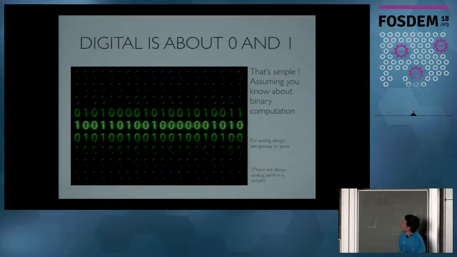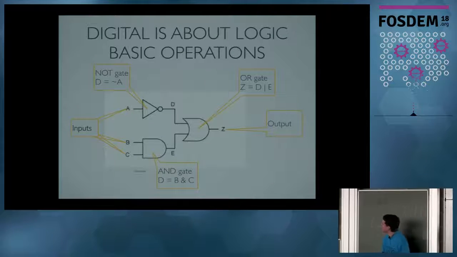So digital is about 0 and 1. And here I assume you know a little bit about digital computation. That means the basic operations that are used in almost every digital chip: OR, AND, and NOT. So those are the basic building blocks of a chip. And the purpose of digital design is to combine these basic blocks to do something more complex.